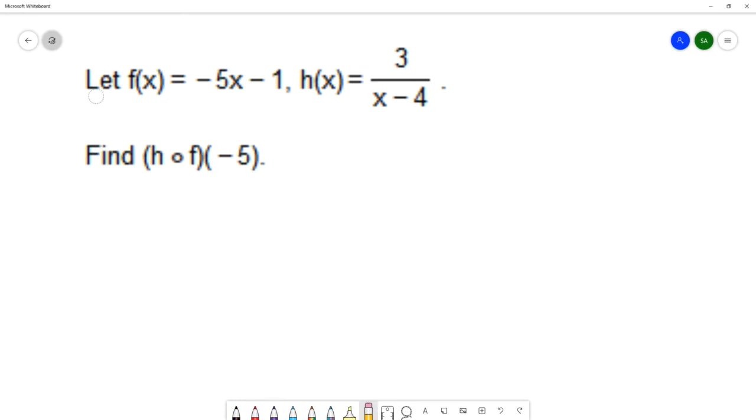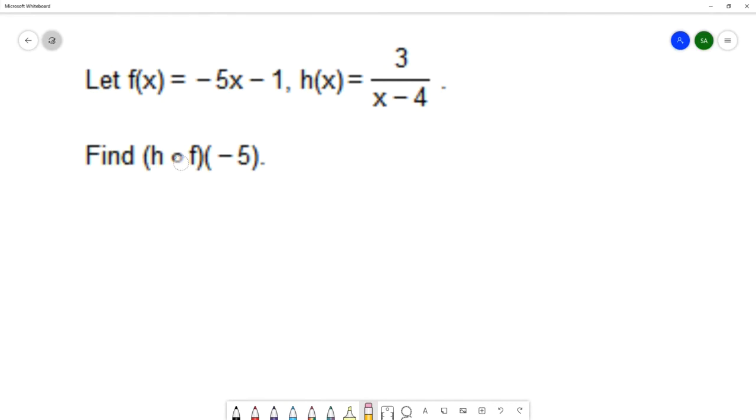On this question, we let f of x equal negative 5x minus 1 and h of x equal 3 over x minus 4. We want to find h composed with f of negative 5. So I have two different methods I'm going to show you to find h composed with f of negative 5. So first of all, we have this notation, h of f.